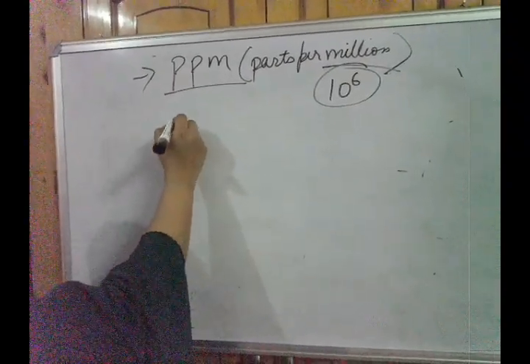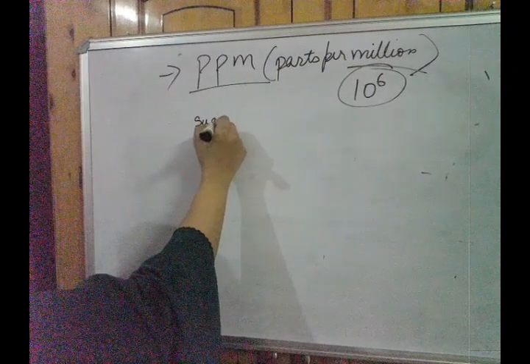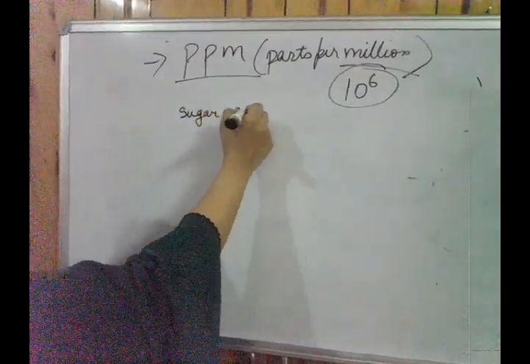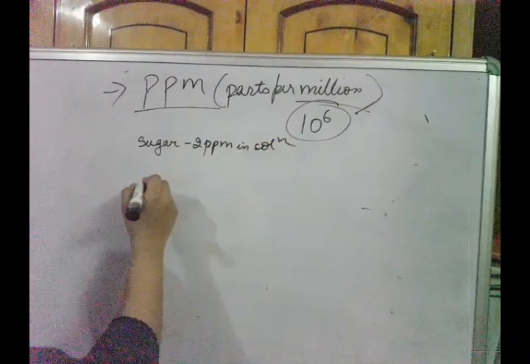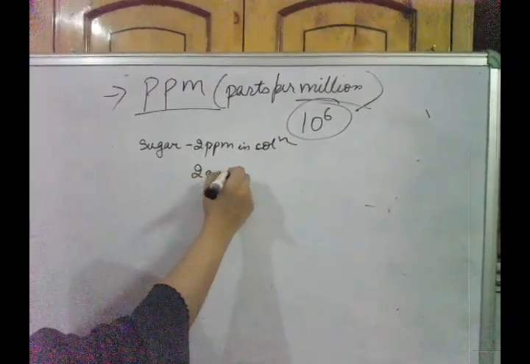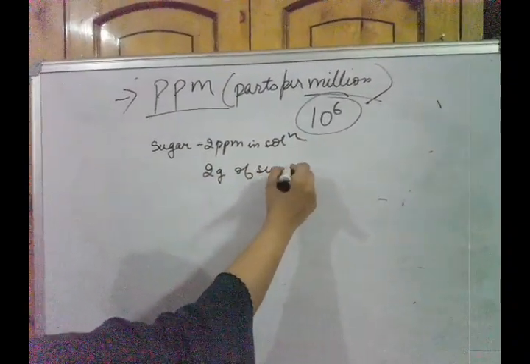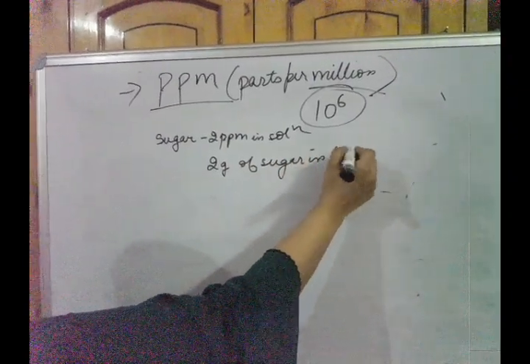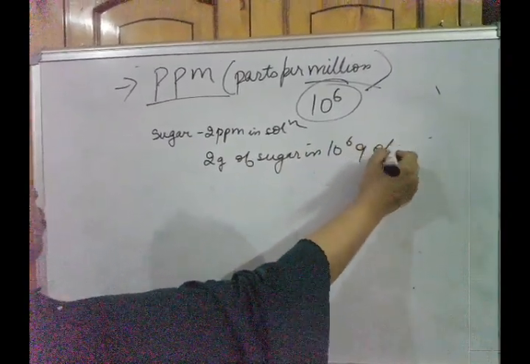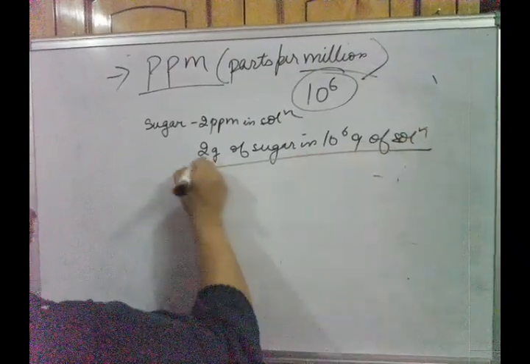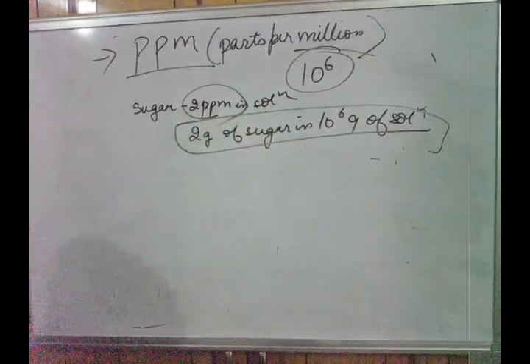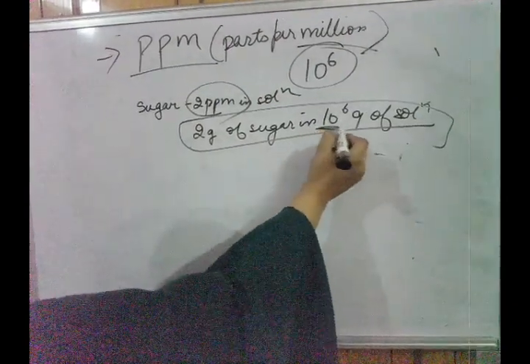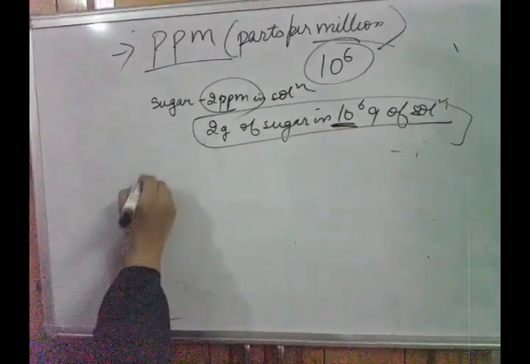For example, if we say sugar is 2 ppm in solution, that means 2 grams of sugar in 10 raised to the power 6 grams of solution. This is the meaning of 2 ppm of sugar. So this thing you have to remember, 10 raised to the power 6, the main thing.